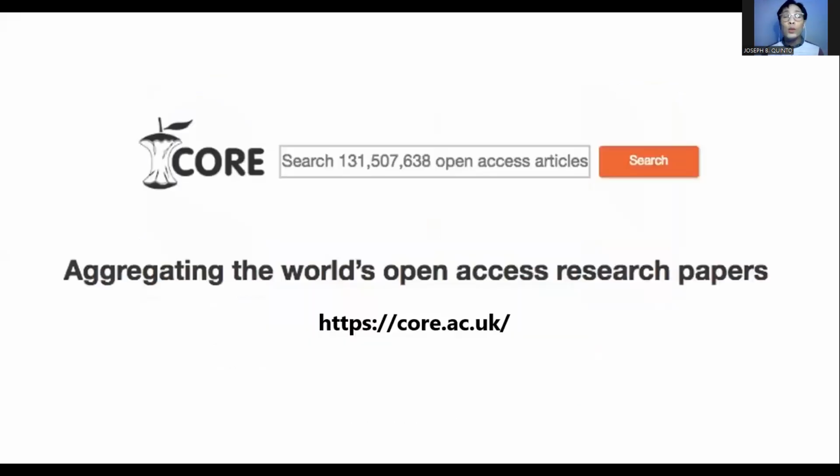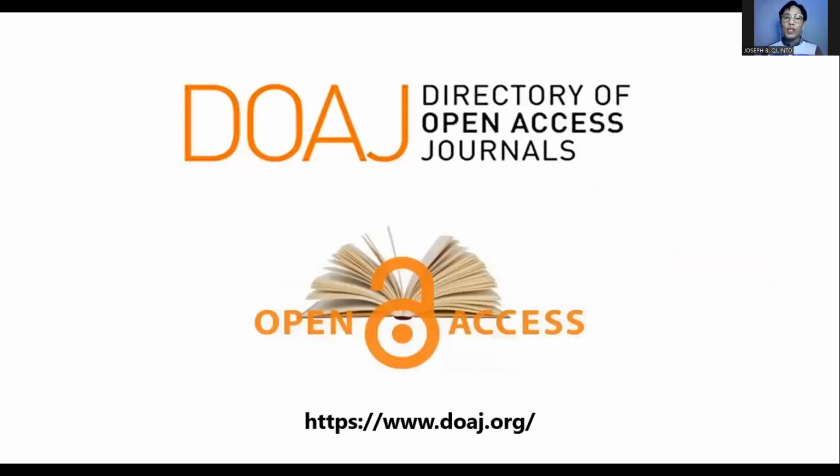You could also use CORE, and it's found on core.ac.uk if you wish to search for more open access articles. When you say open access articles, these are research studies that are for free. And so I'd like you to grab the opportunity to find all the research materials that you need. You could also search on DOAJ, or Directory of Open Access Journals, which can be found on DOAJ.org. So here, open access entails free articles.